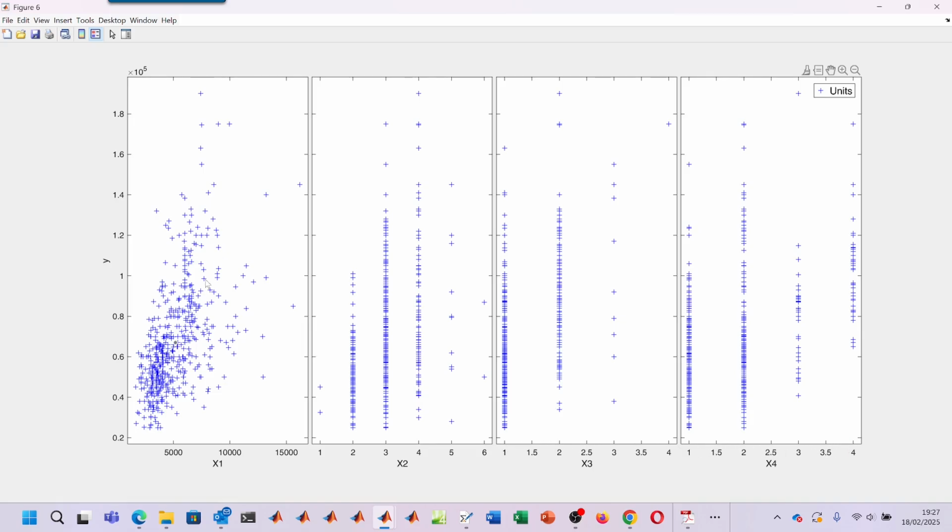There is a clear increasing relationship between X1, the plot size of the house, and the price. Then it also seems that there is a positive relationship with the other 3 explanatory variables, although it is not very clear how strong it is.